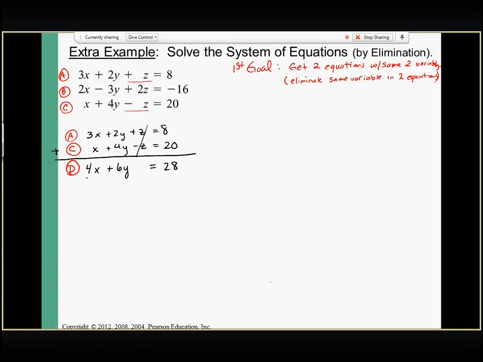Okay, now look at what I have. I have an equation D that has two variables, x and y. So what essentially I want to get over here is another equation E that's also in terms of x and y. So if you look at my first goal, get two equations with the same two variables. So I want two equations with x and y. Or eliminate the same variable in two equations. So I want to eliminate z again, but I have to do a different combination. So look back, instead of A and C, what combination could I get?